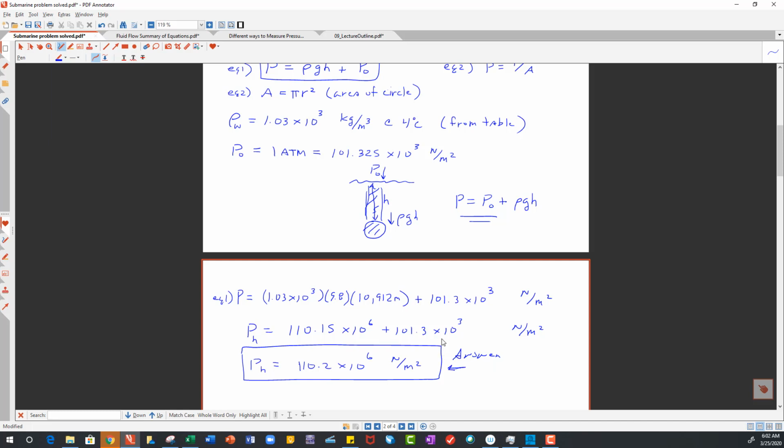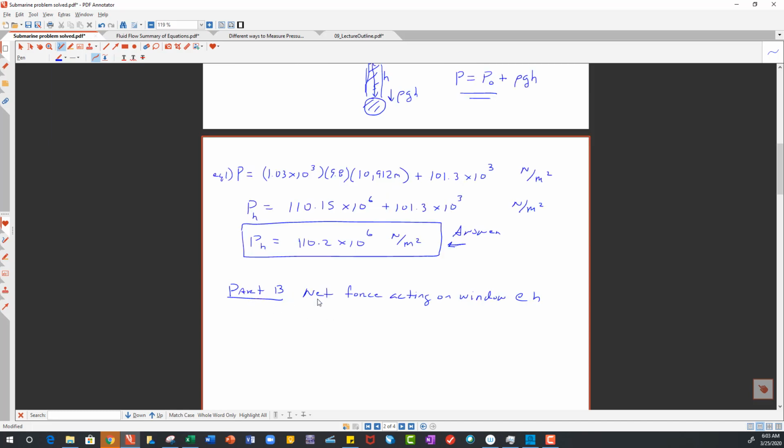So part B is we want to find the net force acting on the submarine's window at this depth here. So here's the inside of the submarine, or the bathyscaphe. Here's our window, and we have a pressure pH acting on the window. Now let's just assume inside where the person is, or the people, that the pressure is at the surface pressure, P naught.